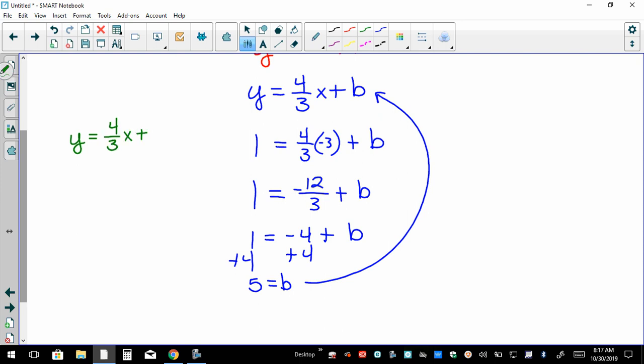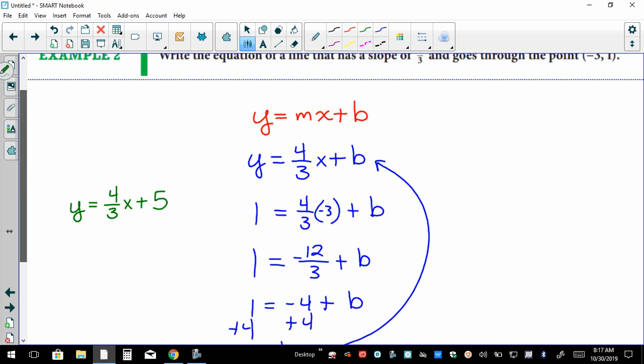So you start at 5. That's your start value, then you go up 4 over 3, and that's your line. Okay? So, just to review, you take your equation, take a point that you know, plug it in there, solve for b, and then you have the rest of your equation. Does that make sense? Yeah? Okay.